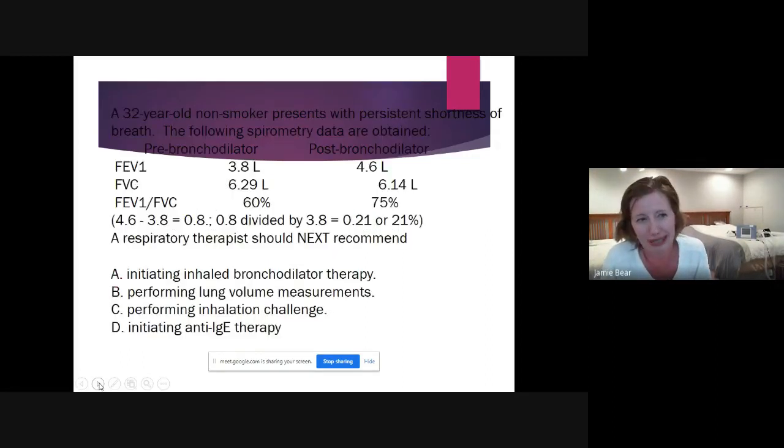A 32-year-old non-smoker presents with persistent shortness of breath. The following spirometry data are obtained, pre and post bronchodilator. FEV1 pre-bronchodilator is 3.8. Post bronchodilator is 4.6. We should look at that FEV1, and to see if it's worked, we say 4.6 minus 3.8 equals 0.8. That difference divided by the original, 0.8 divided by 3.8, is 0.21, or a 21% change. So a respiratory therapist should next recommend what?